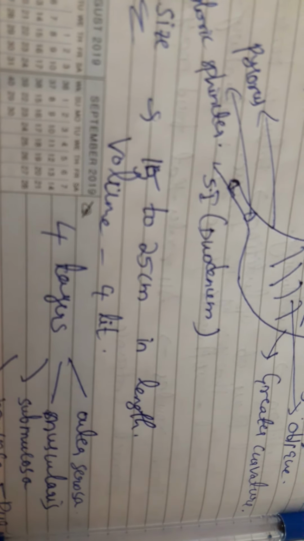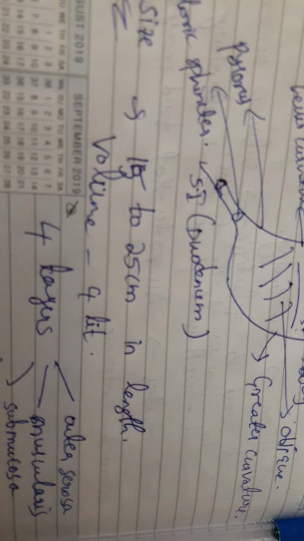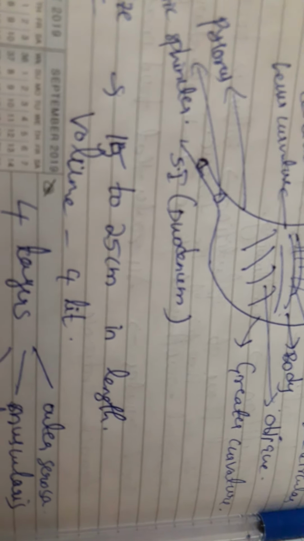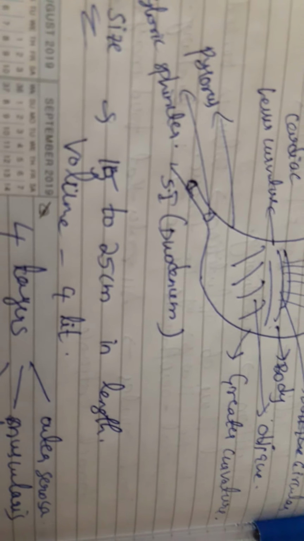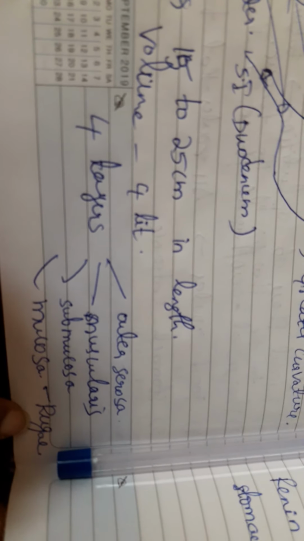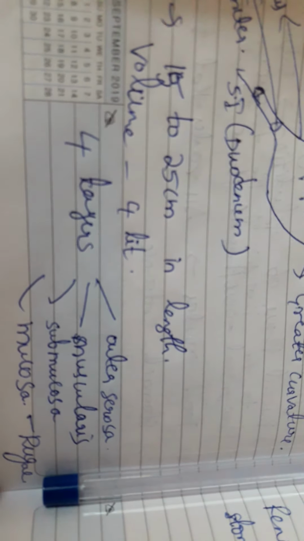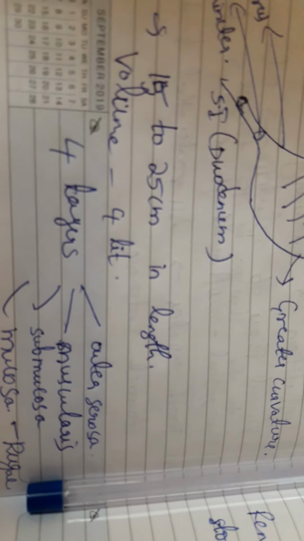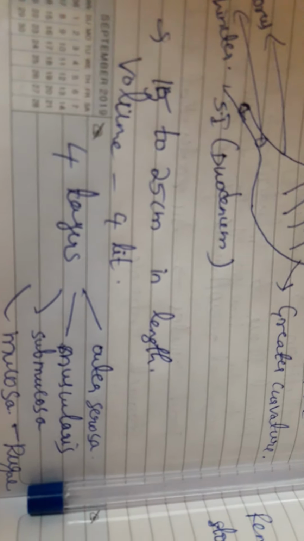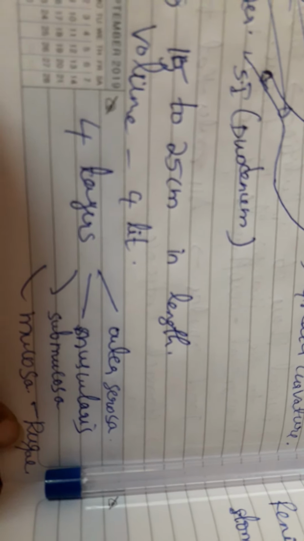But whenever the stomach is empty, meaning you haven't taken food for a longer time, the mucosa, the innermost layer of the stomach, is thrown into large folds, which we call rugae. Whenever the stomach is empty, the inner mucosa of the stomach is thrown into large folds, which we call rugae. So rugae are formed only whenever the stomach is empty.